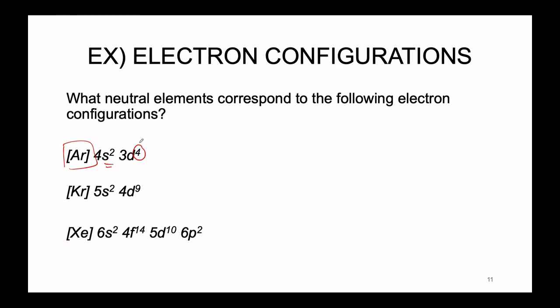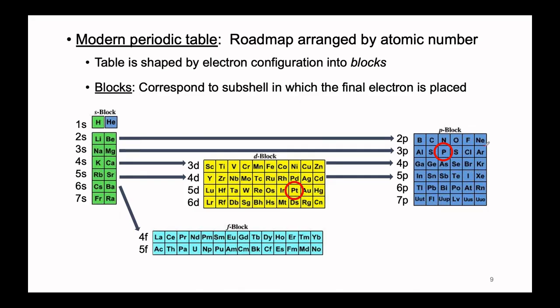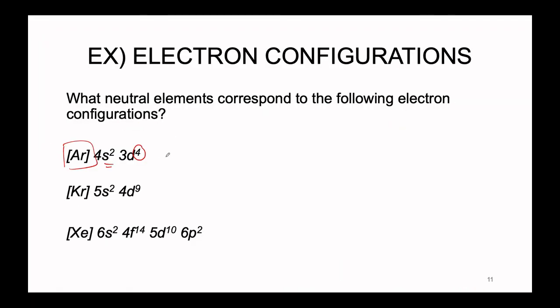All right, so we're going to start at argon. We are here. We're going to cruise on right through the 4s, and we're going to move 1, 2, 3, 4 positions into the D block. Here we can see the element that we have landed on is chromium. Therefore, the element that has this electron configuration in its neutral form is chromium.